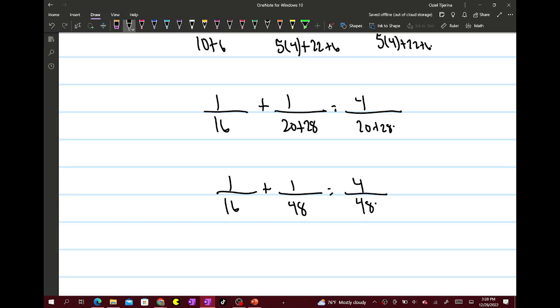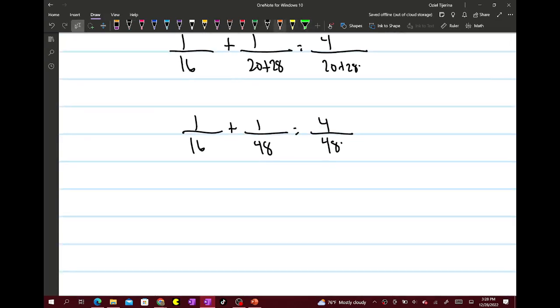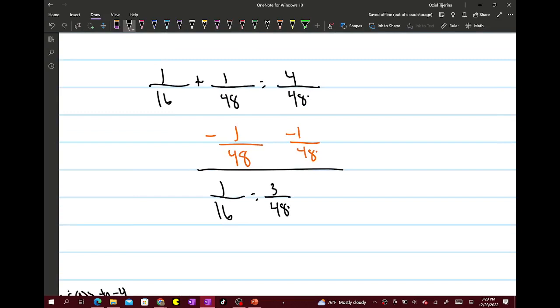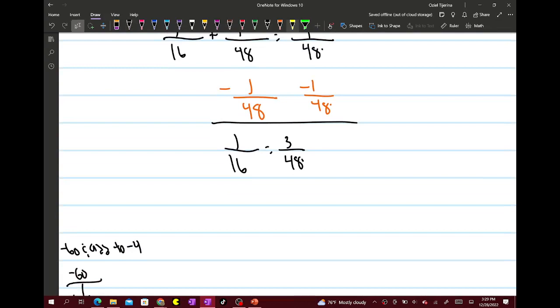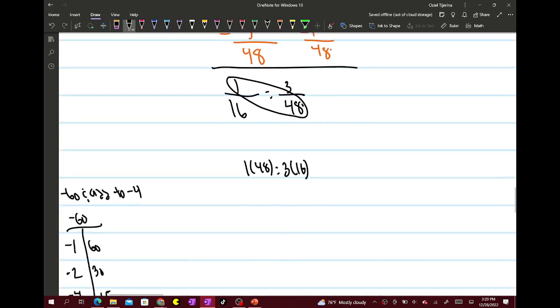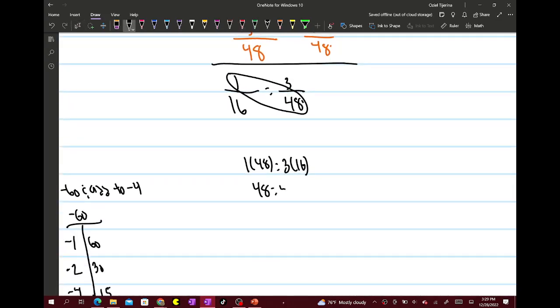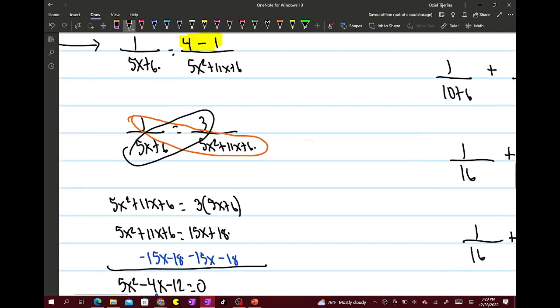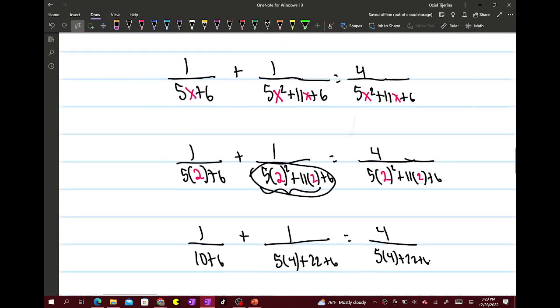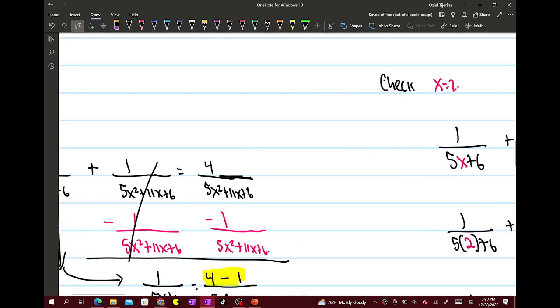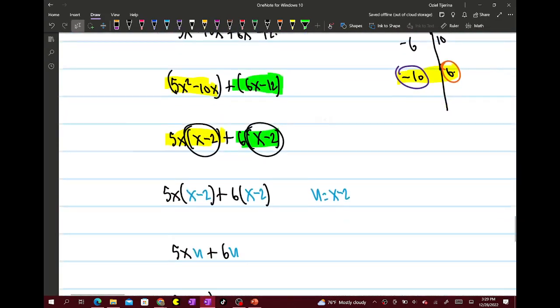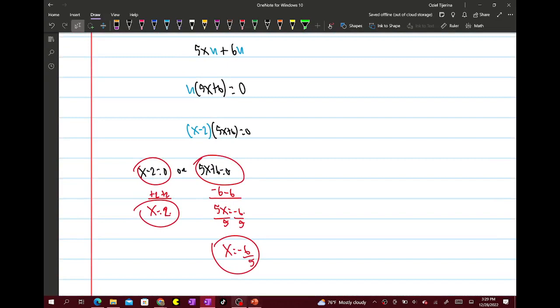And if we go ahead and subtract the 1 over 48 on both sides, this will give us 1 over 16 equals 3 over 48. If we cross multiply this, we say that 1 times 48 is 3 times 16. And so if we check that, we have 48 equals 48, which is true. So that solution does work. Now, you want to go ahead and check x equals negative 6 over 5, which I'm going to go ahead and do right now.